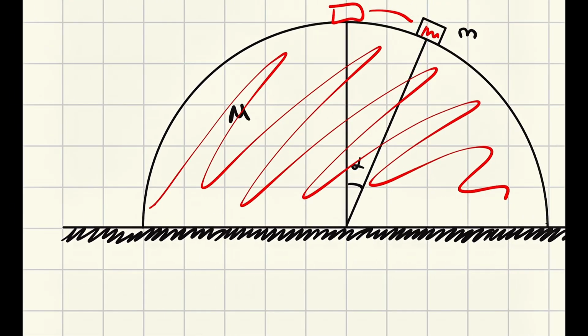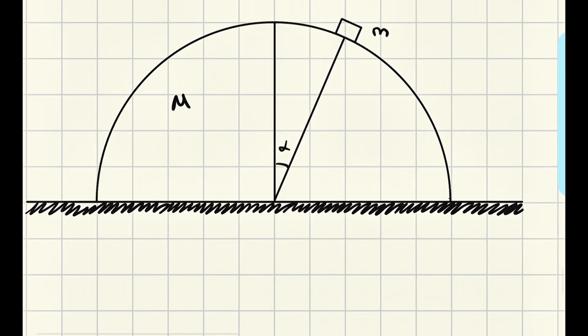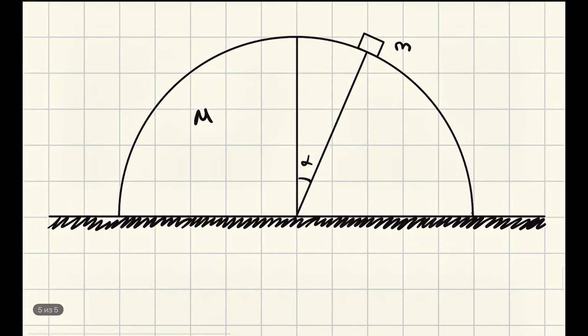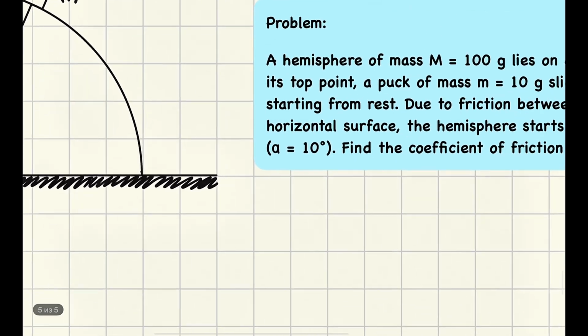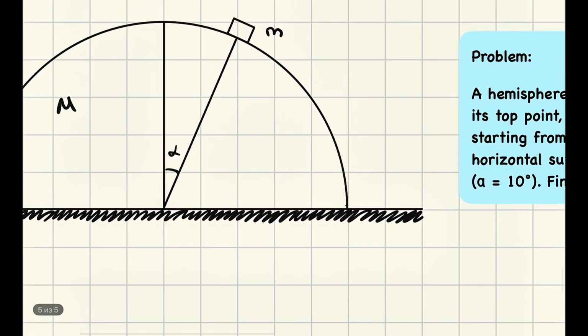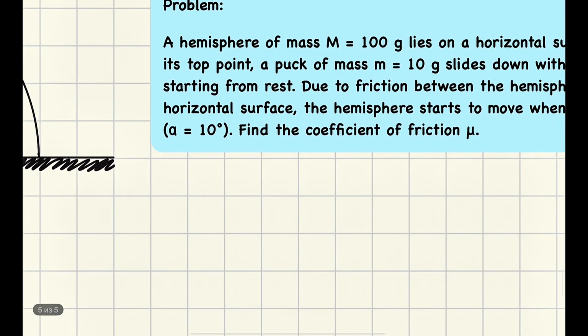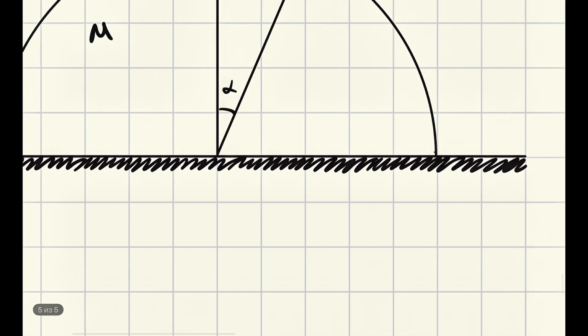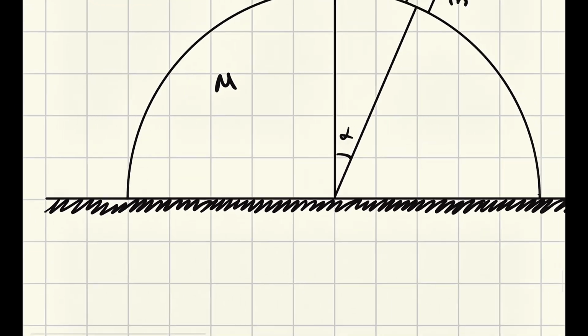Okay, so this is a small analysis for our problem, but let's make it a little bit more detailed and more physical. What do we have here? First of all, let's find what we need to find, and this is the most important thing for us. This is the mu, the coefficient of friction between the ground and our huge mass.